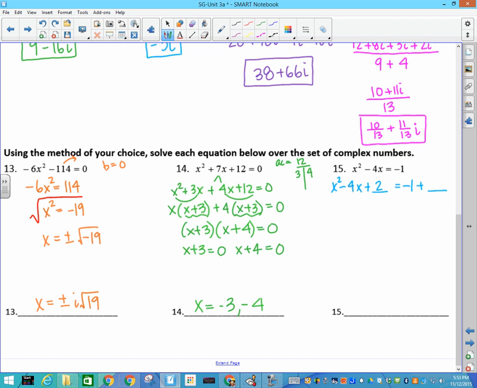Take half of that number, which is 2, and square it, and you add it to both sides. And you factor x without the 2, 2 without the exponent, bring down your minus sign of the second term, squared. Negative 1 plus 4 is 3. And this is that point where we take the square root of both sides. And so I get x minus 2 equals plus or minus the square root of 3. So bring the 2 over, and x equals 2 plus or minus the square root of 3.